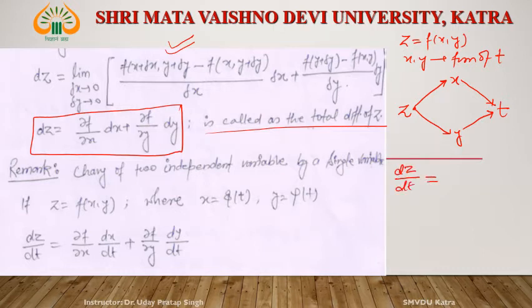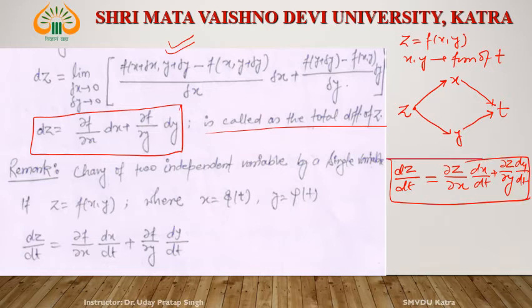See all the paths from z to t and add them. Now there are two paths from z to t. One is z to x and x to t, and another path is z to y, y to t. Then we have del z by del x, since z is a function of two variables, and dx by dt, since x is a function of only one variable t, plus del z by del y and dy by dt. This is the rule for a function of two variables, and the two variables are functions of the single variable t.